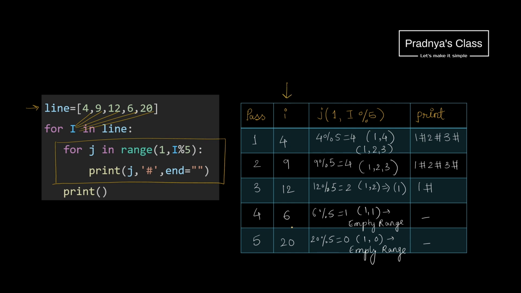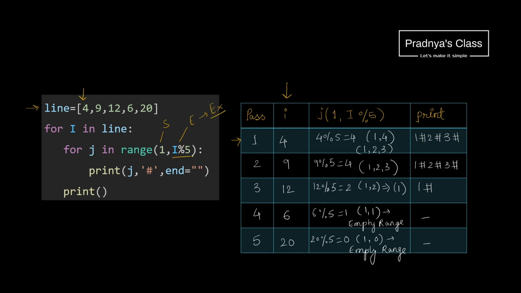4, 9, 12, 6, 20. We know the working of nested loop. Now we need to check what are the values of j. Alright, here is the pass one. In the pass one, i is 4. 4 is the first element of the list. What is j? 1 comma i modulus 5. This is the starting limit and here is the end limit. Keep in mind, end limit is exclusive.